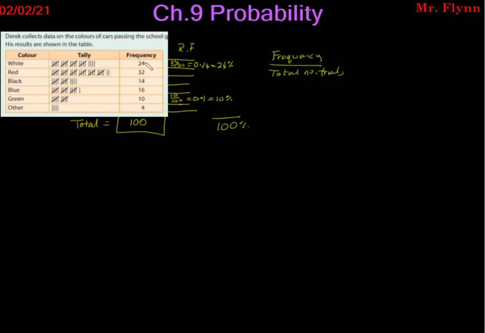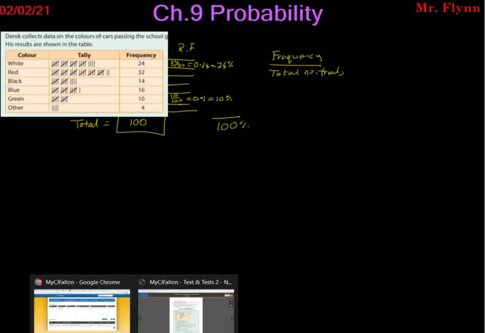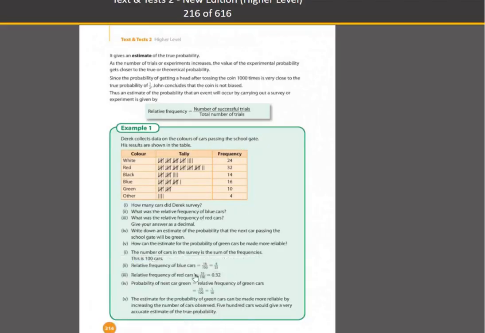So we can use a frequency table where we've conducted an experiment, a trial, and recorded the results. You can work out what we refer to as a relative frequency, which is basically the probability of that event happening, which I think is quite useful there. So if we look at the various questions that Derek has been asked: what is the relative frequency of blue cars? Well, blue is 16 all over 100, which is 16%.